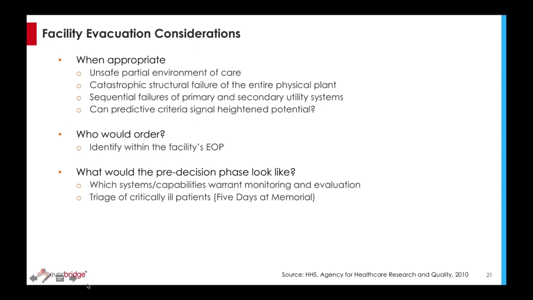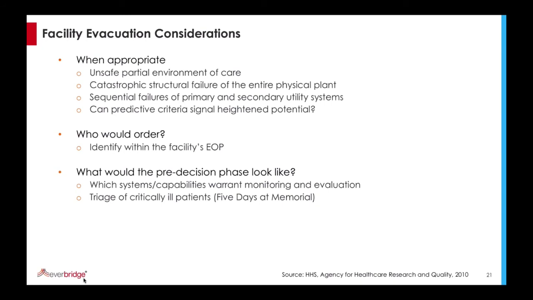Considering evacuation should be anticipated. What would the rules be which would dictate the need to, or the advisability of, evacuating? They could include conditions such as an unsafe partial environment of care where you have to essentially temporarily decommission part of your hospital. It could be a catastrophic structural failure of the entire physical plant. You lose the roof to a one-story building.